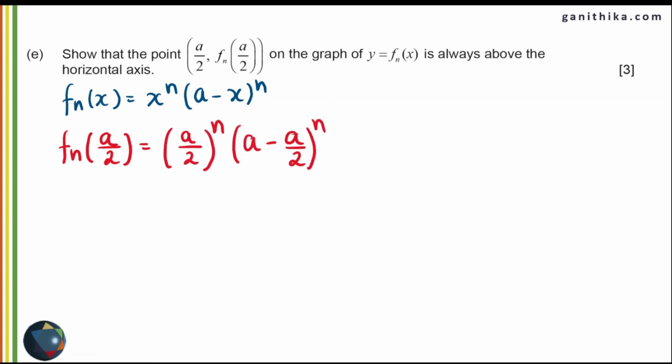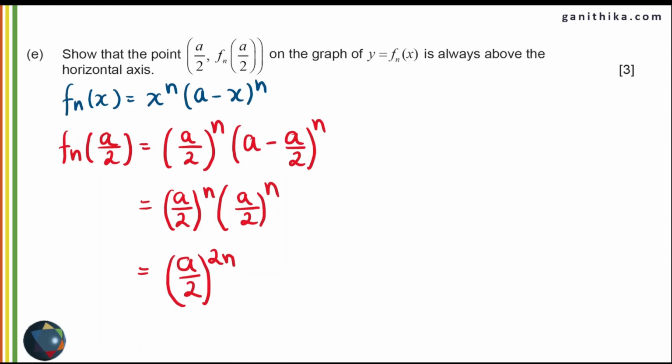So this is how you substitute a over 2 for x, and simplifying this, you will get the final expression to be a over 2 to the power of 2n for the y value at x is equal to a over 2. And you have to show that this is positive. So why is it positive? We have 2 parts in this expression. One is the base a over 2. You can see that this base is positive because a is positive. So raising a positive number to a power will always give you a positive value. So this is going to be positive in this case.